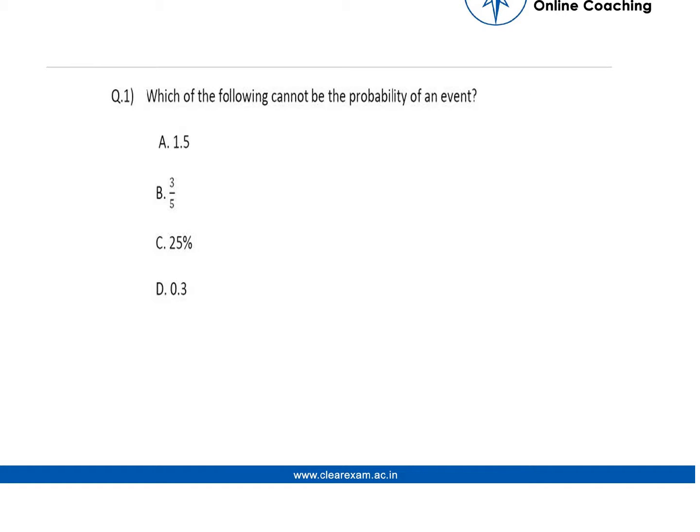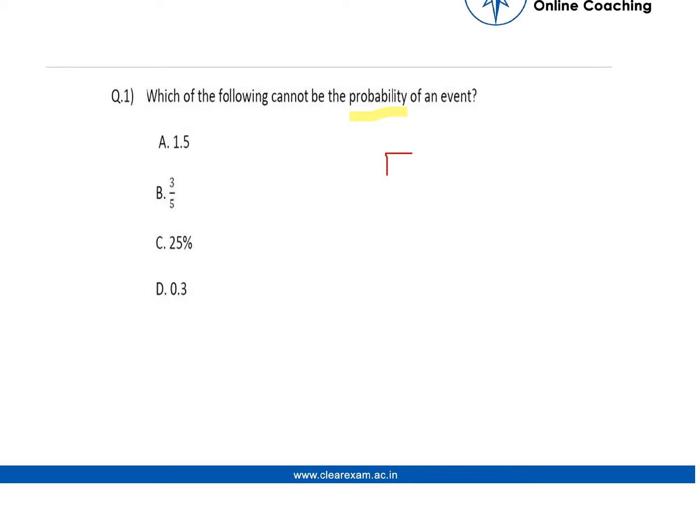Hi guys, so the question is which of the following cannot be the probability of an event, and the options are A 1.5, B 3 by 5, C 25% and D 0.3. So now to answer this question we must know the range of probability. The range of probability is greater than or equal to 0 and less than or equal to 1.